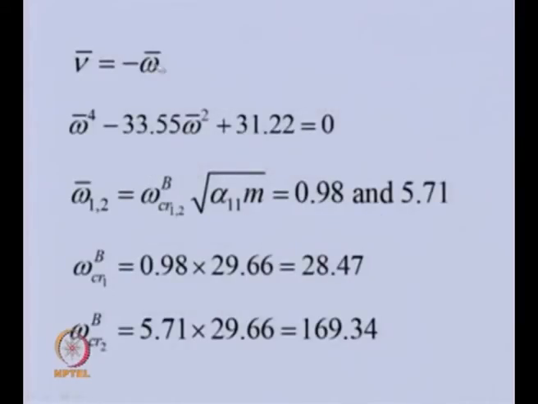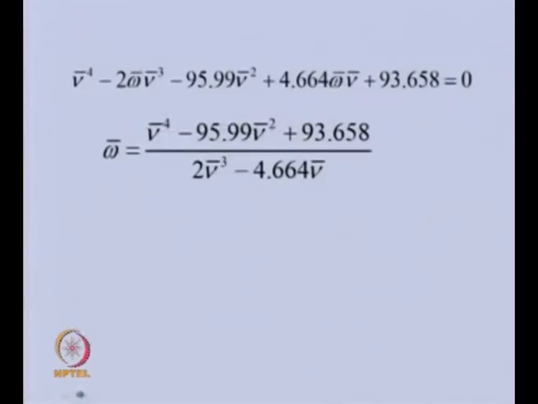But for backward whirl, if we substitute this expression, we will see that the polynomial will reduce to this. In this particular case, we will be having two positive roots, and we will correspondingly get the first backward critical speed and the second backward critical speed, both in radians per second.